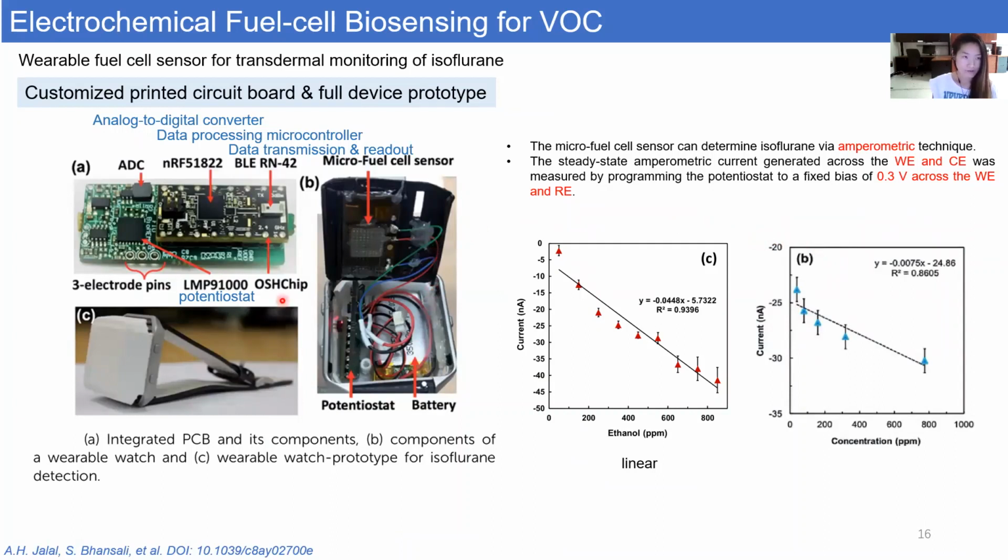Here is a wearable fuel cell sensor for the transdermal monitoring of isoflurane. This is a customized printed circuit board and full device prototype. It includes a micro fuel cell sensor here, a miniaturized potentiostat, and the battery. From the two figures, we can see the current output is linear with the concentration of the analyte ethanol and another analyte, isoflurane.